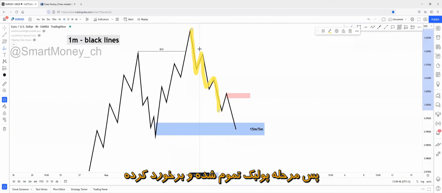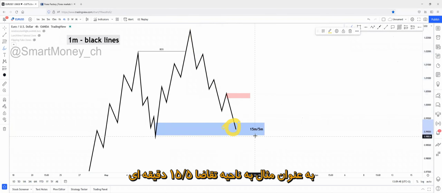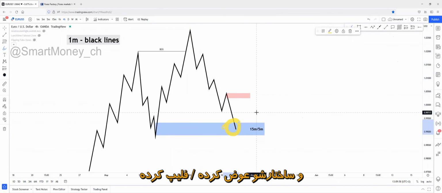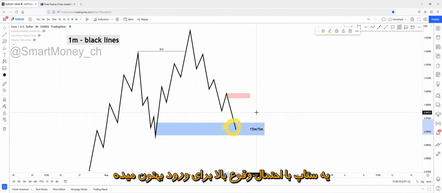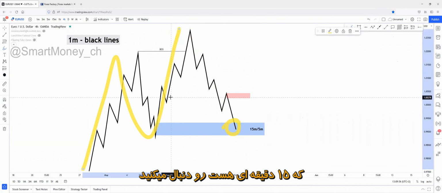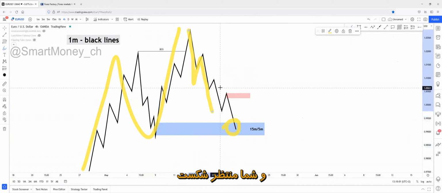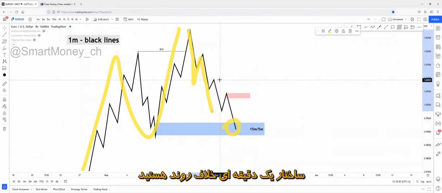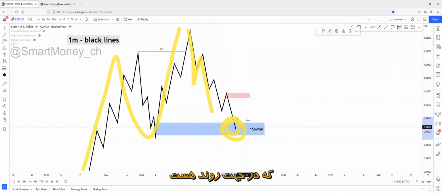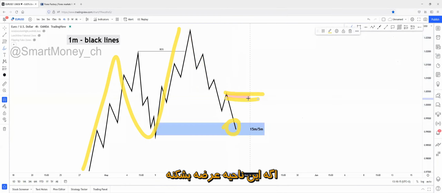If the pullback phase ends and taps into, for example, the 15-minute/5-minute demand zone, and it changes character or creates a flip zone, that will be the highest probability setup for you to enter, because you're following the 15-minute main structure, you are following the 1-minute counter trend structure, and you are waiting for its break. If the 1-minute counter trend structure breaks, you'll be able to enter a long position on the pro trend side. This will be the pro trend side if this supply zone breaks.